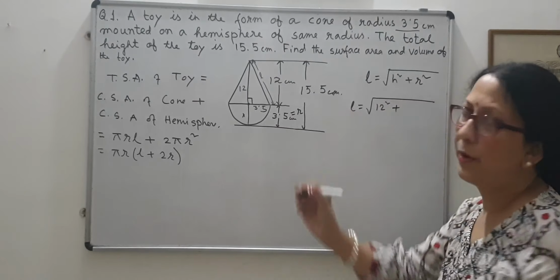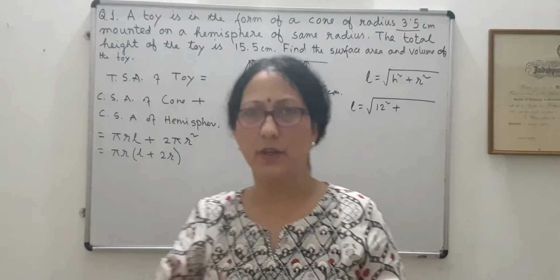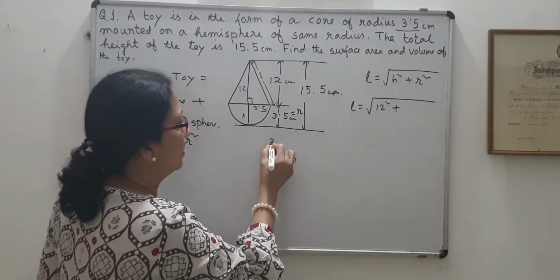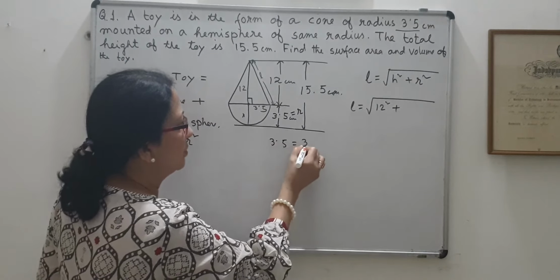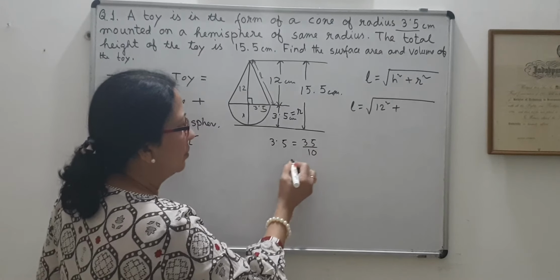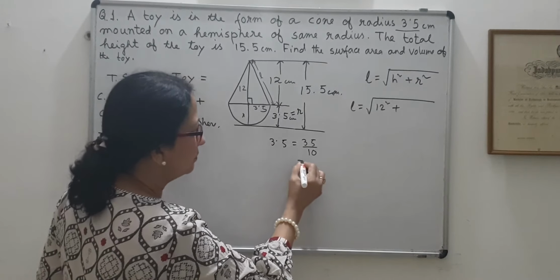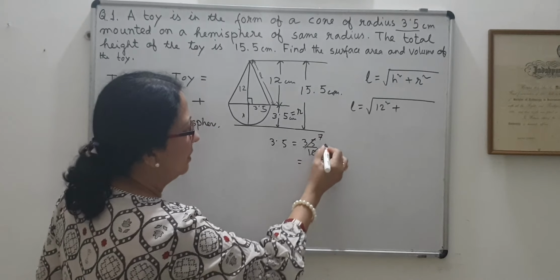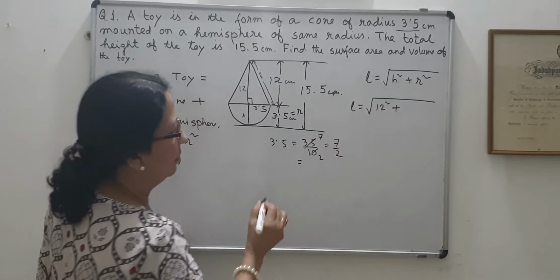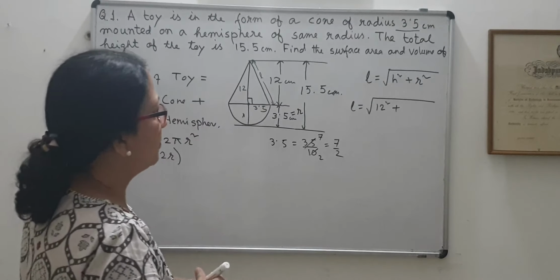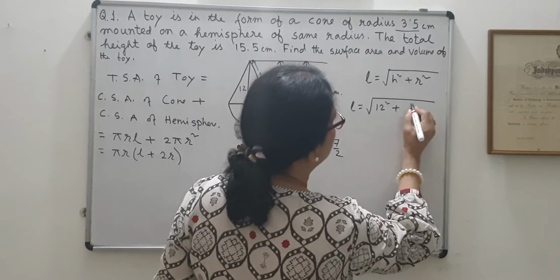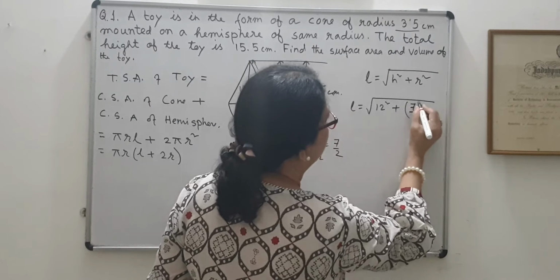r is your 3.5. Now one thing in calculating, we always prefer to keep in fraction form, we avoid decimal. That is, 3.5 can be written in this way, 35 by 10. Cancel by 5, 7 and 30. So it is 7 by 2. So we express decimal in fraction, then the calculation is easier. So it is 7 by 2 whole square.